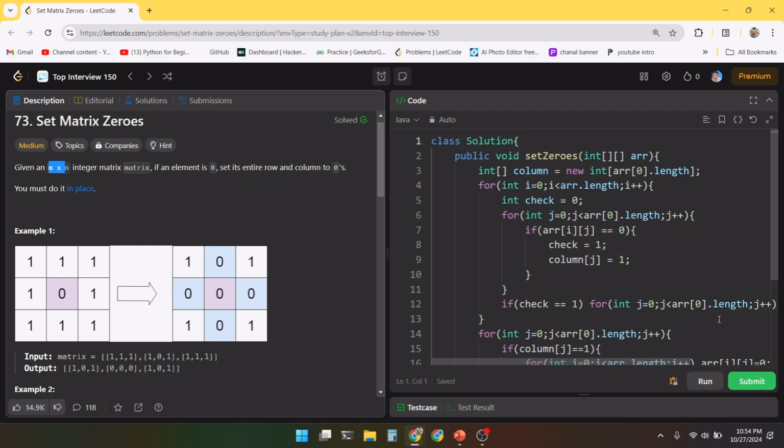Continuing with hashtag DrGViswanathan's challenge question number 28, Set Matrix Zeroes. In this question, you are given an m cross n matrix with random zeros, and you need to make the row and column of each zero equal to 0. You can see this in the picture.